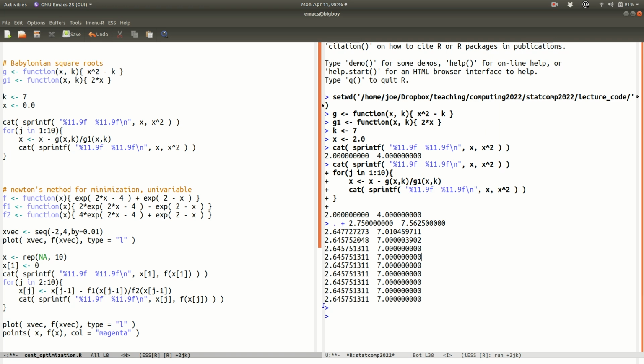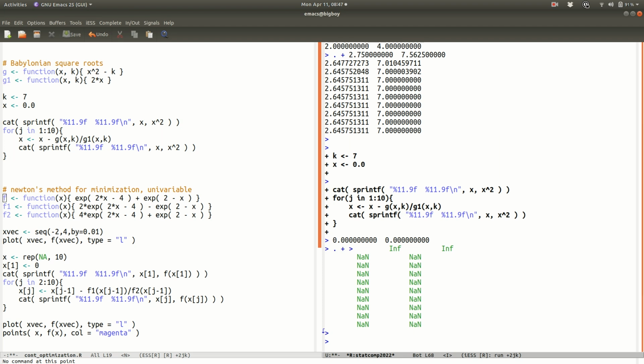Actually, let's make it break. So what's going to happen here, if we set x to 0, g prime of x will be 0, and you're going to try to divide by 0, and it's going to break. But obviously 0 is going to be a bad guess for the square root, but we'll run that. Okay, it registered infinite, which makes sense.